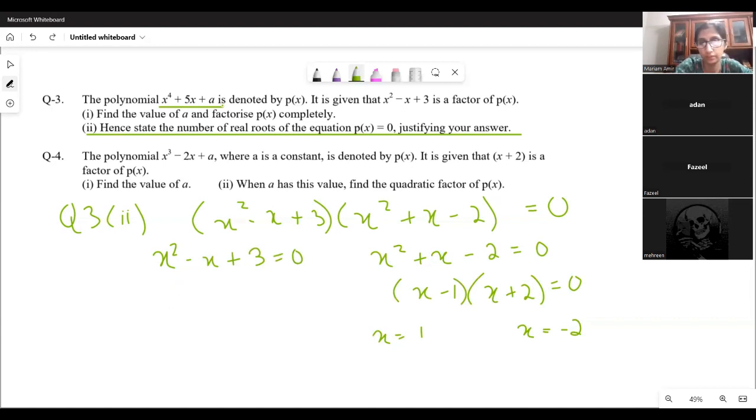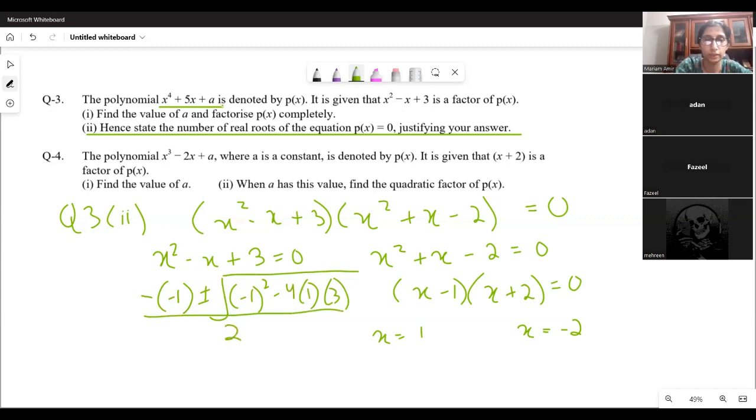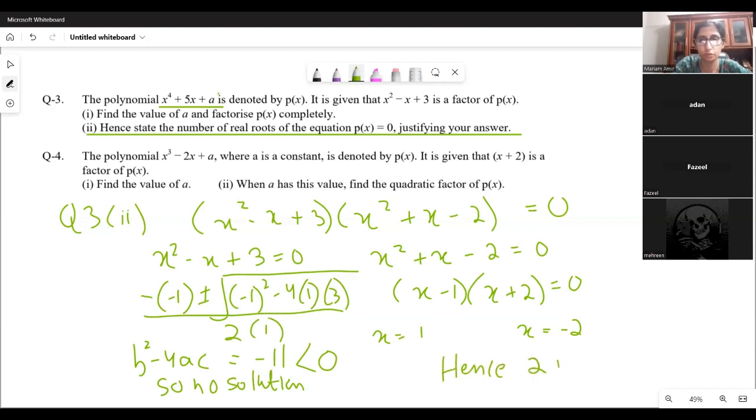So middle term breaking तो नहीं होगी, तो then you resort to using the quadratic formula. तो फिर minus b plus minus square root of b square minus 4ac, divided by 2a. So then you can write that b square minus 4ac is equals to 1 minus 11, and that is less than 0. So no solution. Yeah, no real solution. And then you write hence 2 real roots.